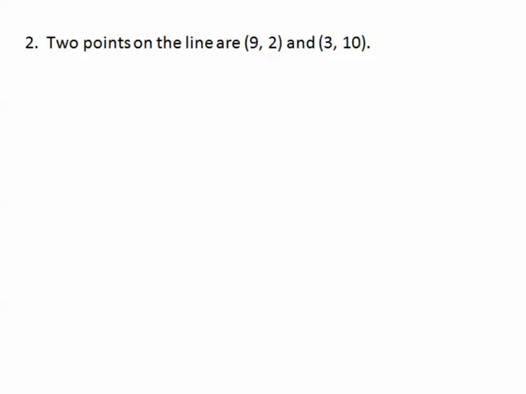Let's try another one. Now we're given 2 points on the line, 9, 2, and 3, 10. Let's write down what our goal is, to write the equation in slope-intercept form, y equals mx plus b. So we need a slope, our m, and we need a y-intercept, the b. Did they give us either this time?